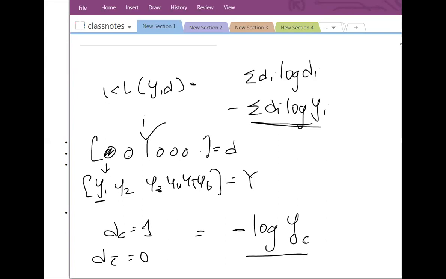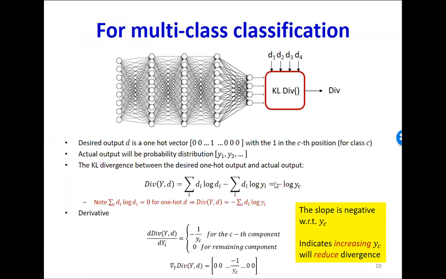Now this first term is not a function of the output of the network. We can safely ignore it. So when you actually take a derivative, this is all you have. You only have the negative of the log of the probability assigned to the correct class by the network. So the derivative of the divergence with respect to the output of the network is going to be 0 for all of the incorrect classes. It's going to be minus 1 over the output of the network for the correct class.